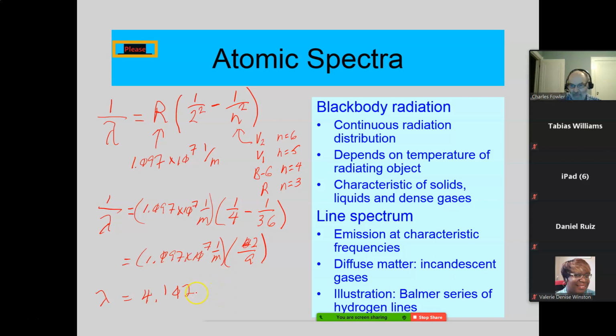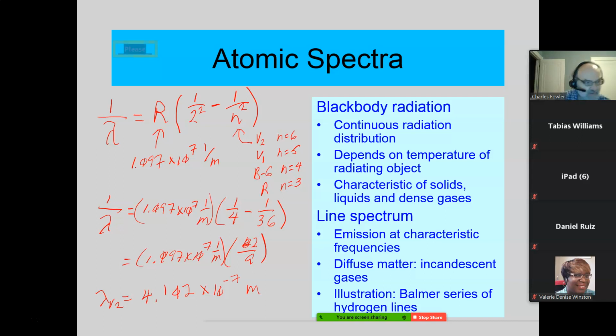That's 4.102 times 10 to the minus 7, because I moved that many places to the right, and that would be meters. Okay, now what they got, they rounded it to 4.1. I don't know why, but 4.1 times 10 to the minus 7th meters gave you precisely the atomic spectra of the violet. This is what I call the V1 line, no, V2 line. Okay, the wavelength for the V2 line.